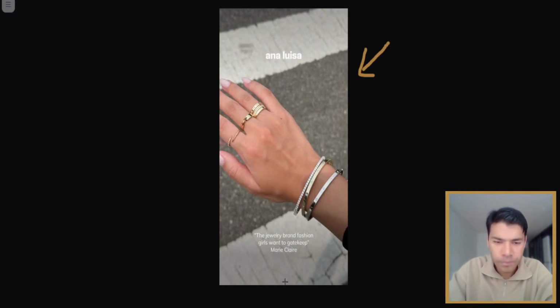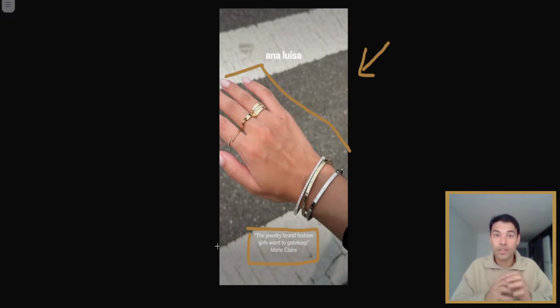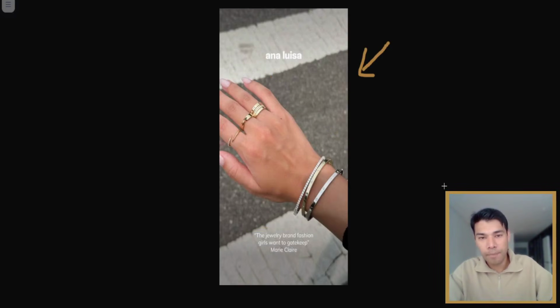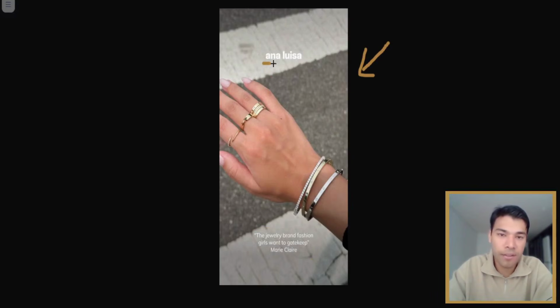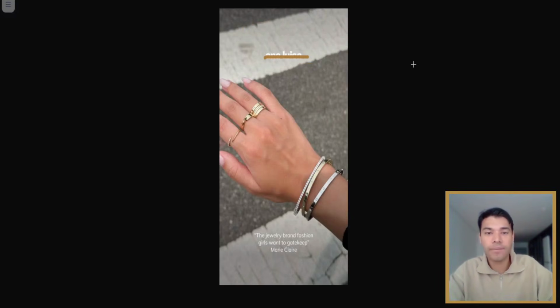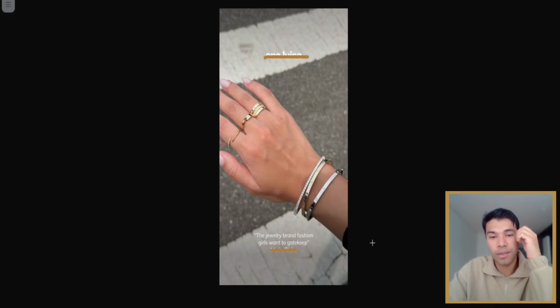All right. So we have here underneath the showcasing, basically, the jewelry brand that girls don't want to share with other girls, right? Because they want to keep the secret to themselves. So can this be displayed in a better fashion? 100%. For example, instead of Ana Luisa, in all honesty, I wouldn't have put Ana Luisa, the name of the jewelry brand. I would have just put an offer here. That's the truth. I would have just taken this out. Here you can clearly see that this is a quote. I would just take out the Marie Claire quote and I would just put the jewelry brand fashion girls want to gatekeep.